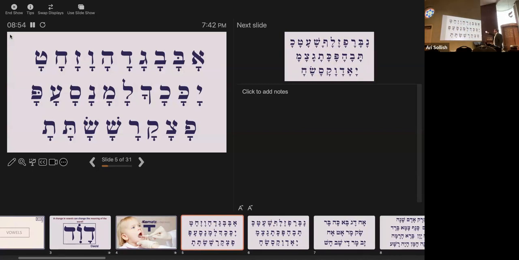But what's wild is, for example, lamed. So what English letter corresponds to the lamed? What sound is that? L, right? But hold on, is it la, li, lu, lay? How do you know? That's where the vowel comes in. So this vowel is kamatz.